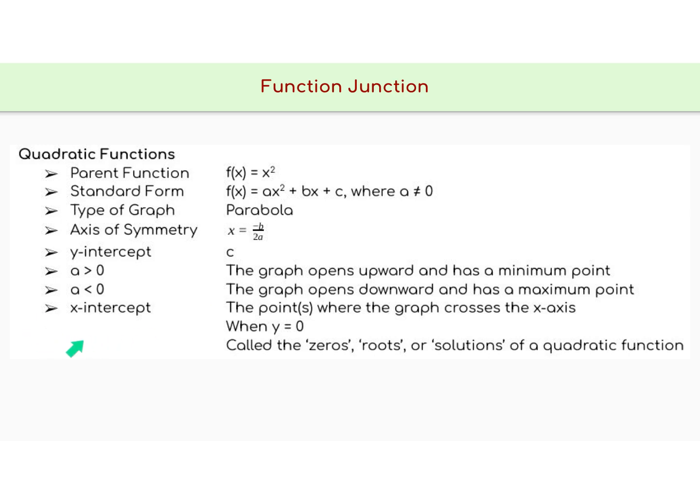Our x-intercepts are the points where the graph crosses the x-axis. It's when y equals 0, and they are called zeros, roots, or solutions of a quadratic function.